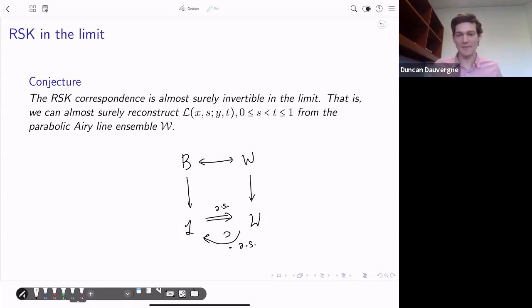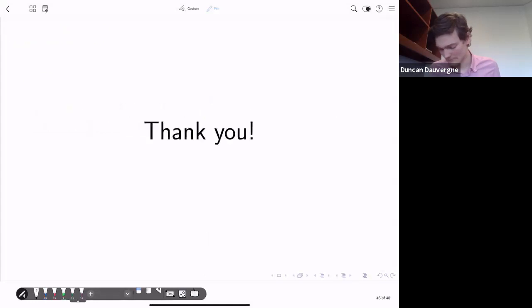And maybe I'll say the real difficulty with this conjecture is that the usual way you invert RSK in the prelimit is incredibly local, and there's kind of no chance that it passes to the limit. So you need a new way of inverting this correspondence. Okay, I'll stop there.